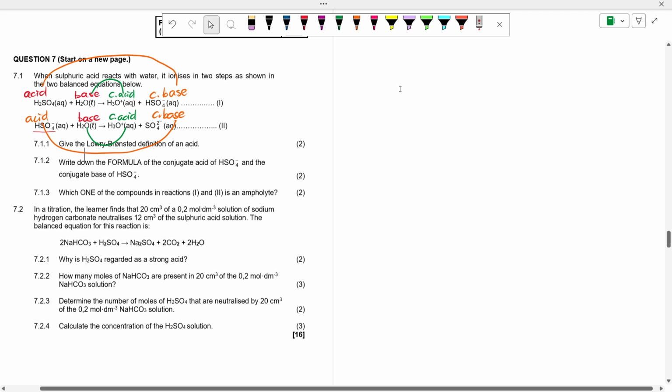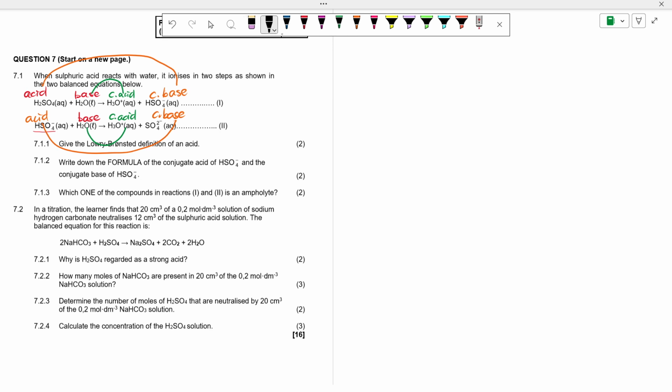Give the Lowry-Bronsted definition of an acid. How do we define an acid according to Lowry-Bronsted? A proton donor. All right, 7.1.1, an acid is a proton donor. Good. That's the Lowry-Bronsted theory.